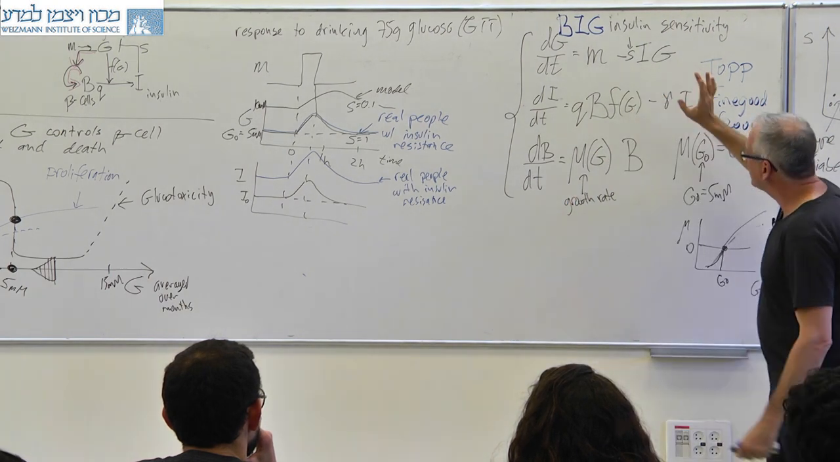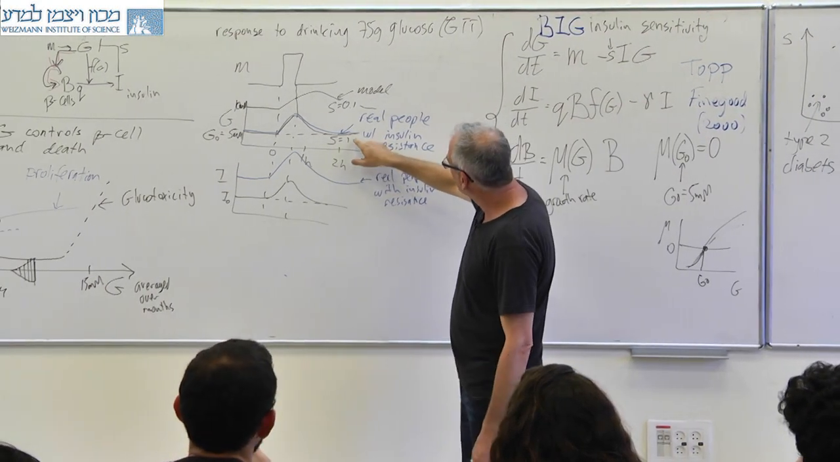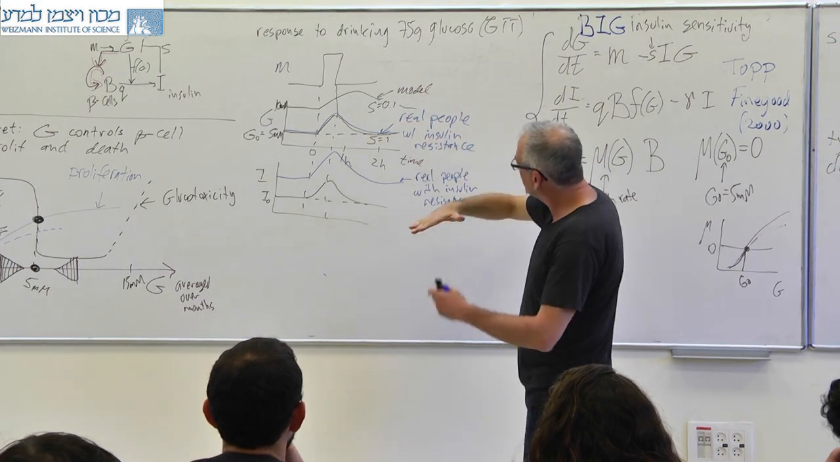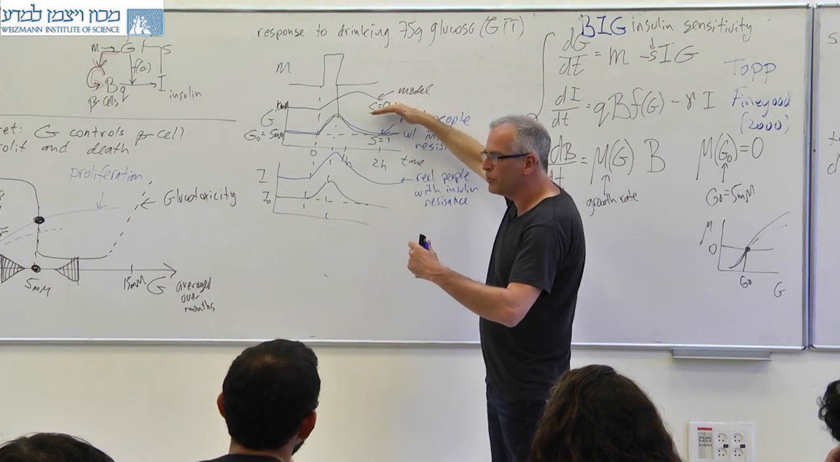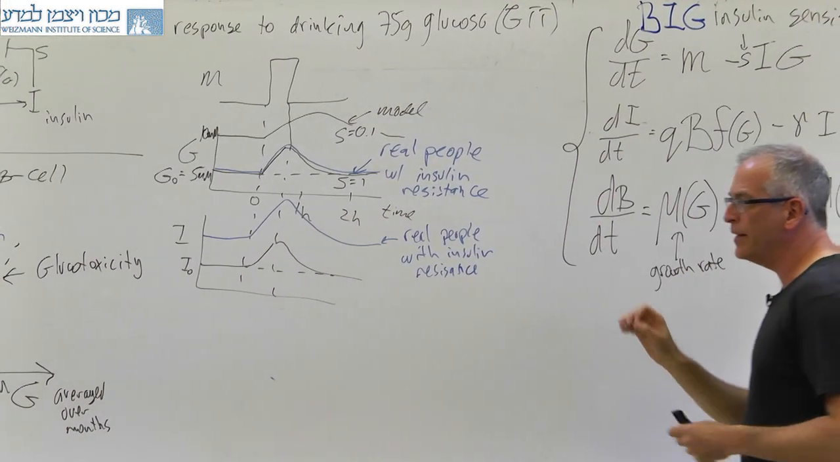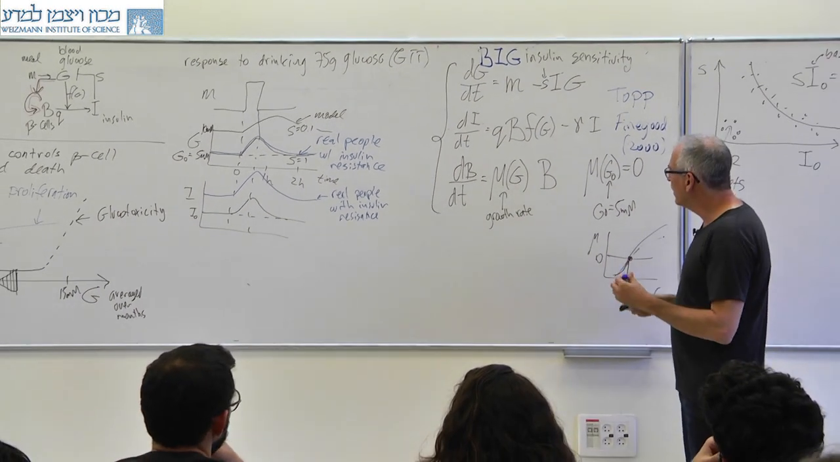So what I want to say now is this question I posed. People with insulin resistance have S equals 0.1. What happens now? Suppose for weeks you have S equals 0.1. Then beta cells increase, and everything, including the dynamics, becomes exactly the same as S equals 1. That's very interesting. So I just want to explain this.